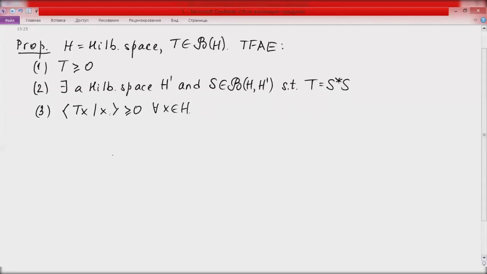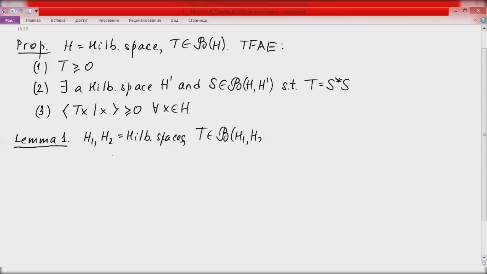Well, first of all, lemma 1. You have two Hilbert spaces, H1 and H2, and a bounded operator T from H1 to H2. Then the kernel of the adjoint operator T star is the orthogonal complement of the image of T, and the closure of the image of T is the orthogonal complement of the kernel of T star.